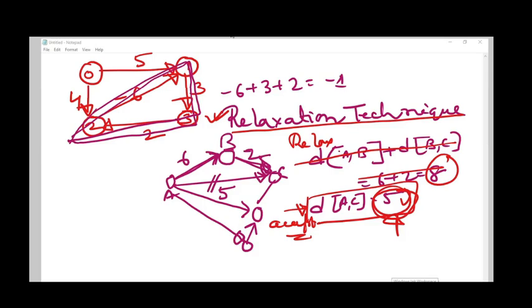Next class, I'll show how a negative cycle can be encountered in a graph, and then how to sort it out. That will be your cycle cancellation.